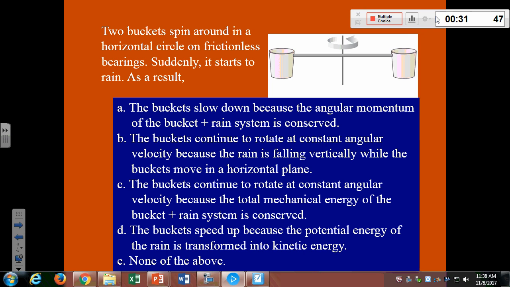All right, ask your neighbor. Almost everybody has the right answer. So if you're uncertain, ask the neighbor next to you. All right, just a few more seconds. 48, I'll stop.